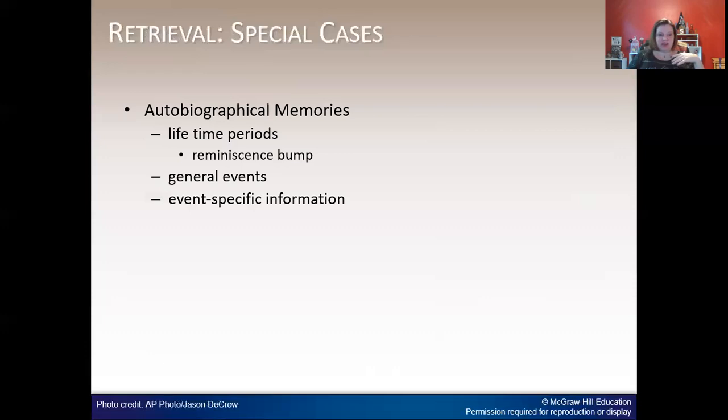General events, just what was life like in college, or what was life like in elementary school, middle school, or high school. And then specific or event-specific information.